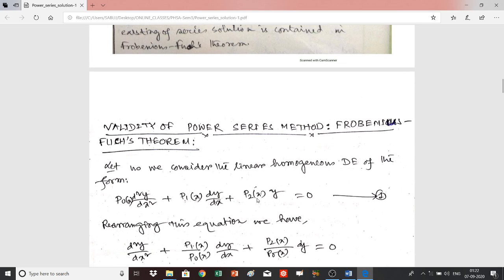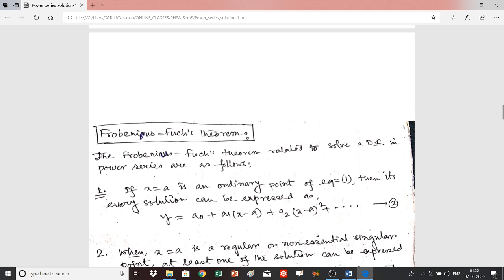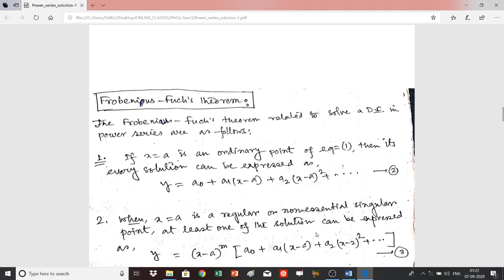Okay, if this equation has an ordinary point at x equal to a, then it can be expressed as follows: y is equal to a0 plus a1 (x minus a), expressed about the point a. y is equal to a0 plus a1 (x minus a) plus a2 (x minus a) whole square plus etc. That is, it is ascending power of (x minus a), where a0, a1, a2 are the constants.